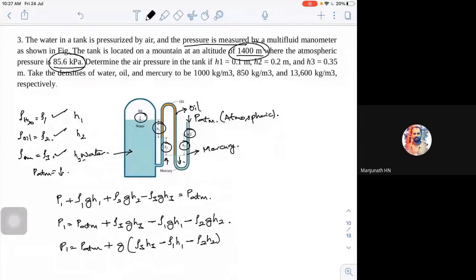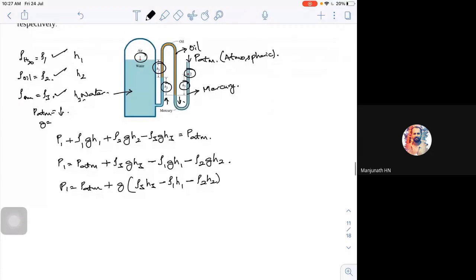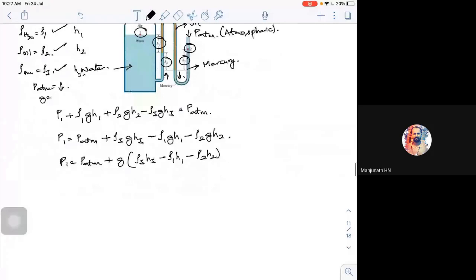So G is to be defined. Once you have defined all these things, you can calculate the P1 and get the display. Suppose you have the differential manometer. So what should I do? Instead of P atmospheric, this will become P, where you have the pressure at another condition. So that condition you have, and you will equate it and you can get it. So in that case, what do you have to do?